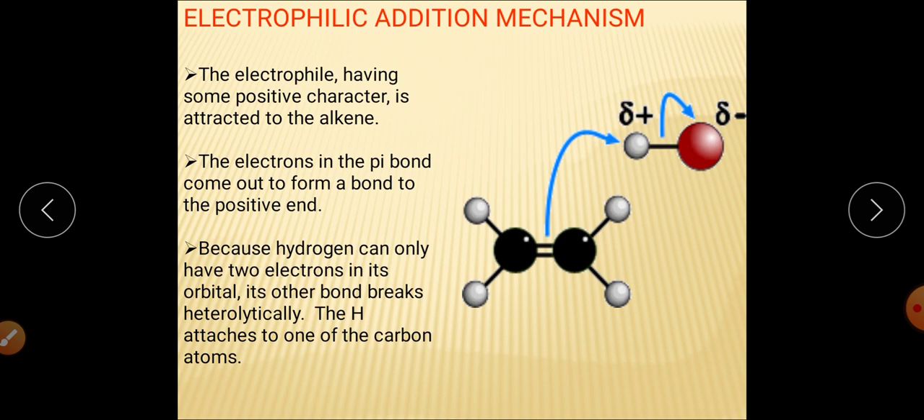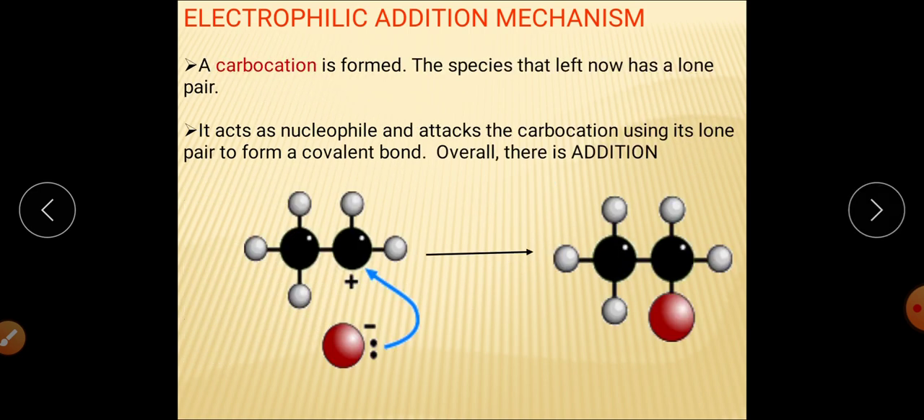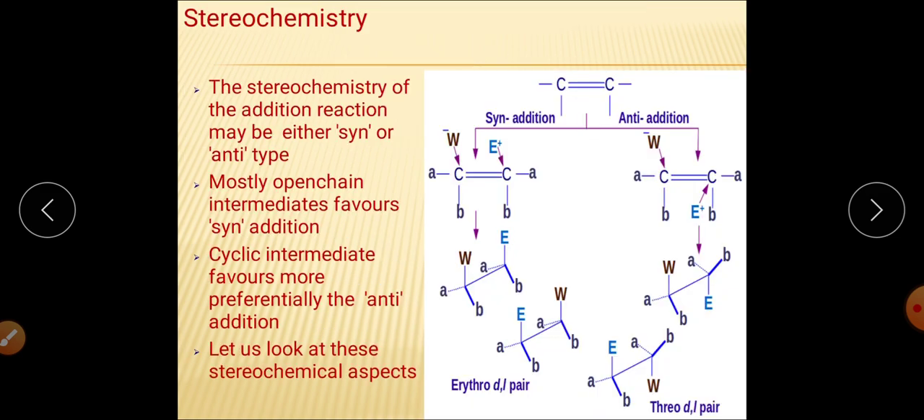The first step is that the alkene reacts with the electrophile. If the electrophile is attached to one carbon, the other carbon carries the positive charge. In the second step, the nucleophile separated in the first step attacks the carbocation with its lone pair of electrons and finally forms the addition product, the adduct. This is the general mechanism of addition reaction. You can see it on your screen.